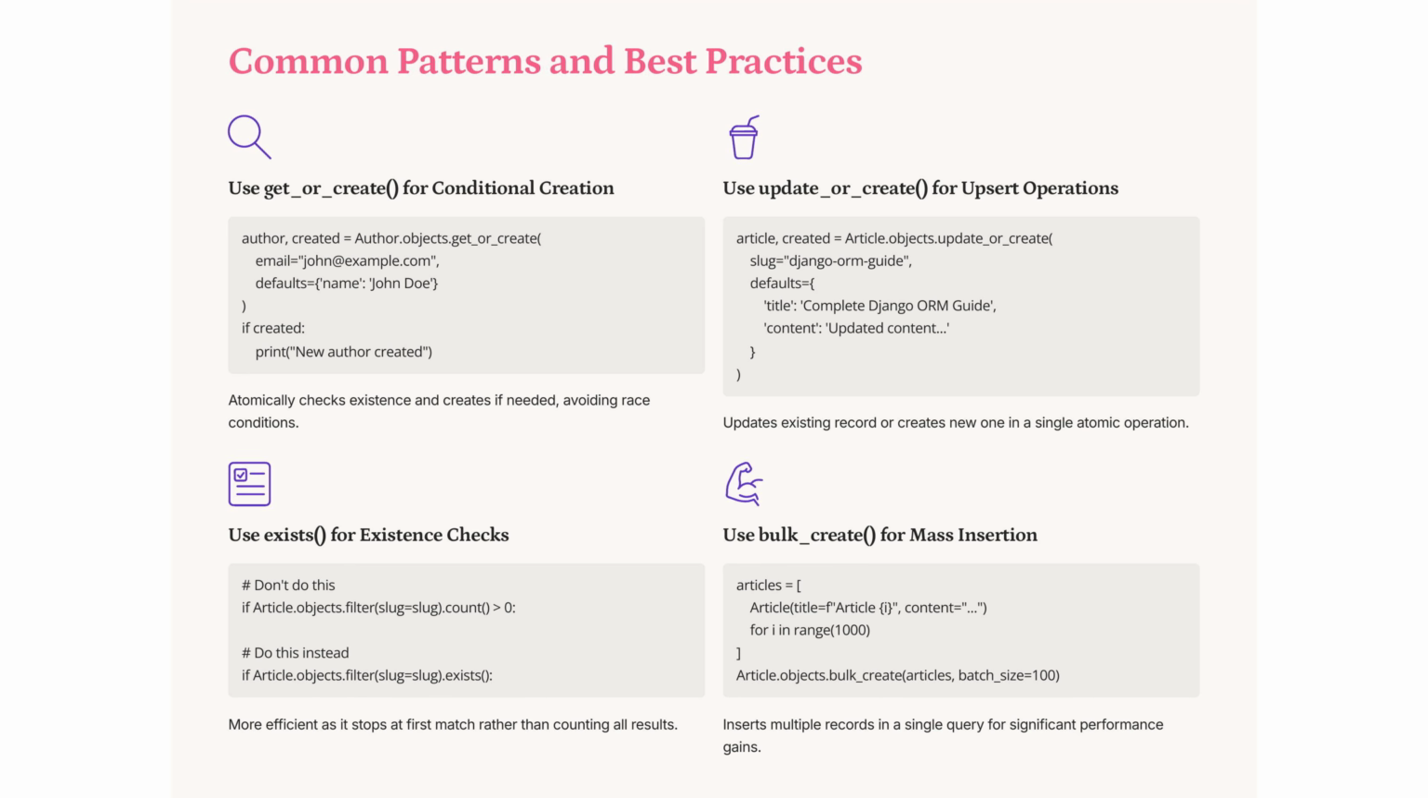Use get_or_create to atomically check existence and create records, preventing race conditions. For upsert operations, update_or_create updates or creates records in one atomic step. For existence checks, prefer exists over count for efficiency. Utilize bulk_create for mass insertion, inserting multiple records in a single query to enhance performance.